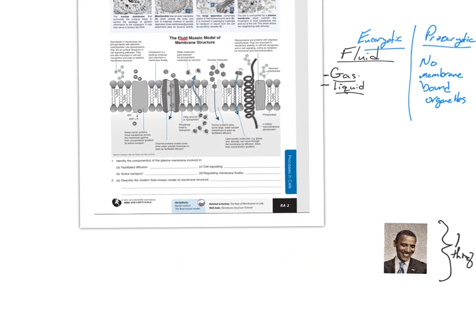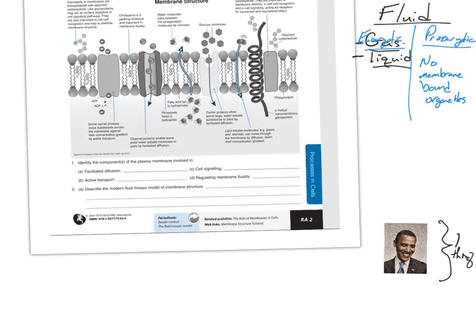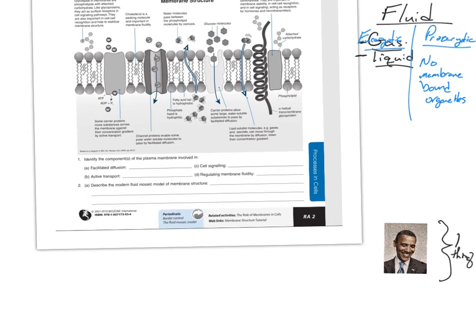And now let's look at the questions. Identify the components of the plasma membrane involved in facilitated diffusion. Well, facilitated diffusion, what are we talking about? We're talking about channel proteins, and we're talking about carrier proteins, right? Those are the two types of proteins that you see here and the two that we've talked about in class that have to do with channel and carrier proteins. Active transport, you're talking about carrier proteins.